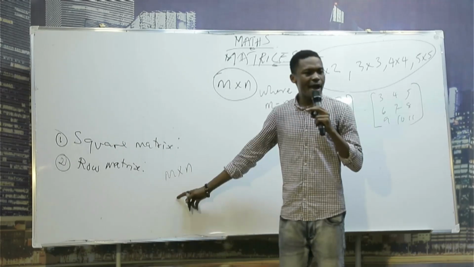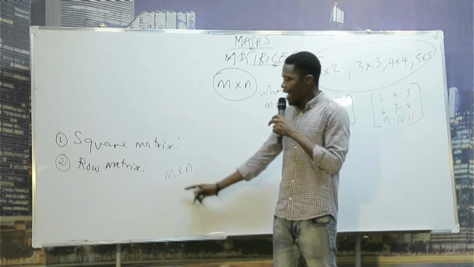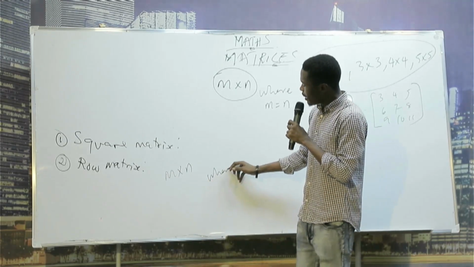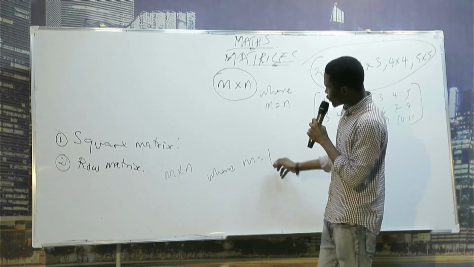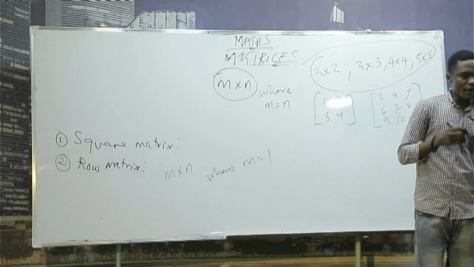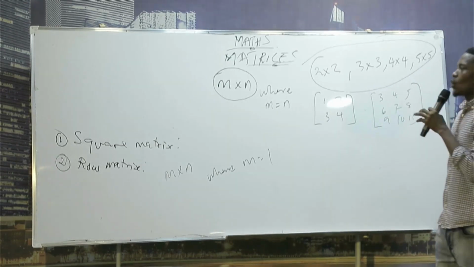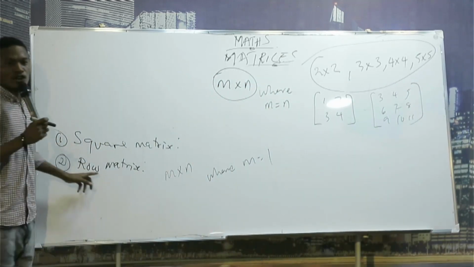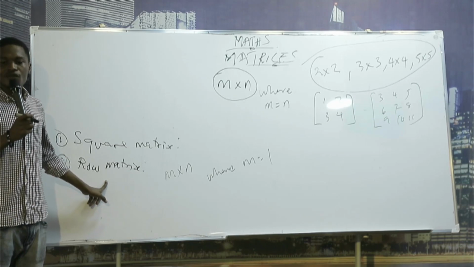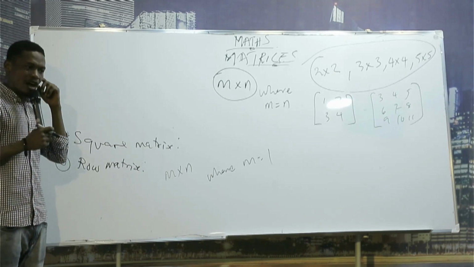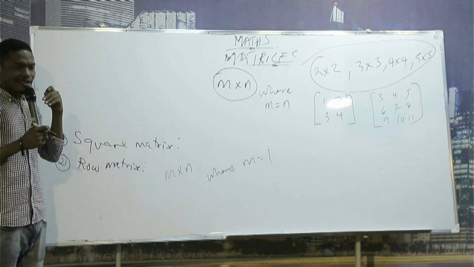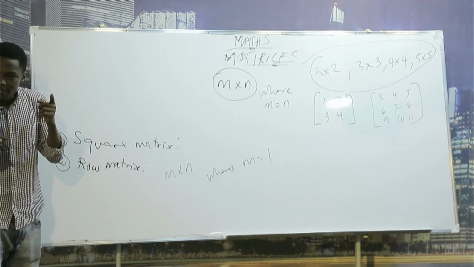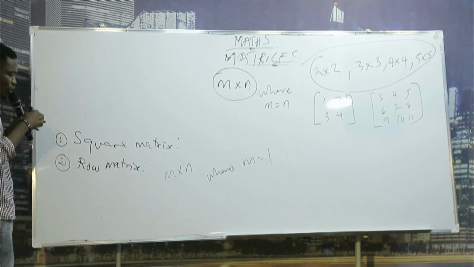It has the order M by N, where M equals 1. Full stop. So class, what is a row matrix? A matrix that has only one row, but can have what? Several columns.